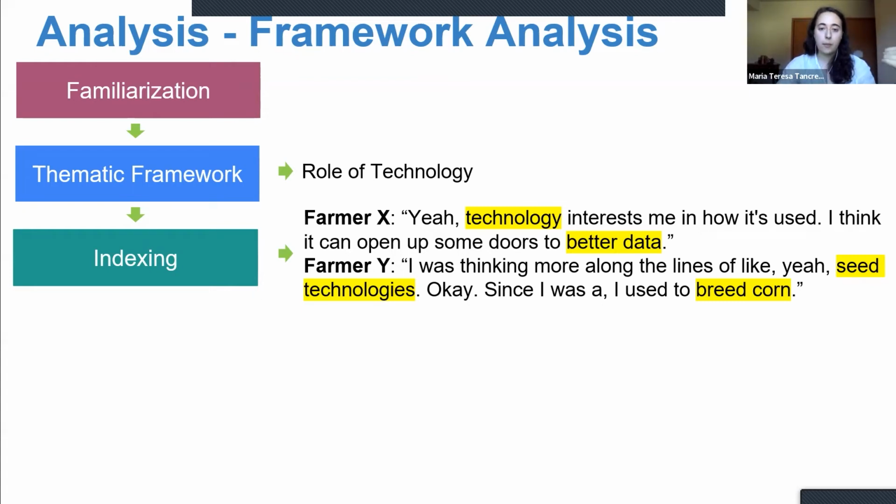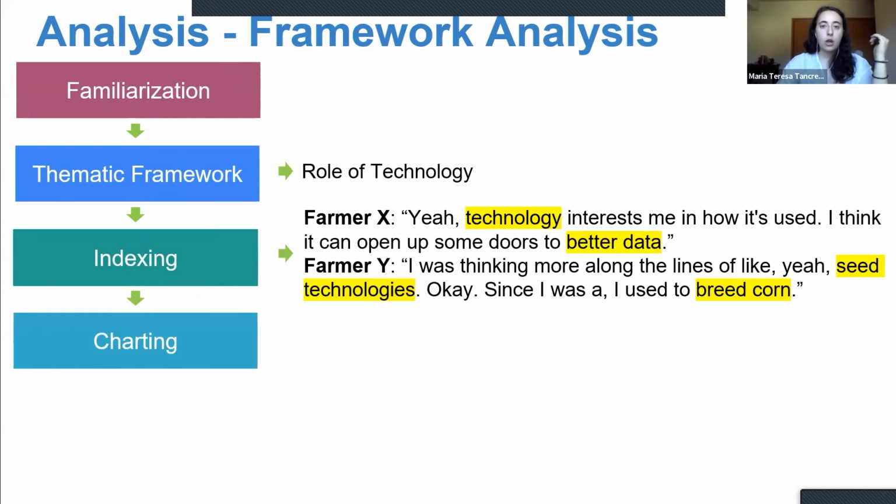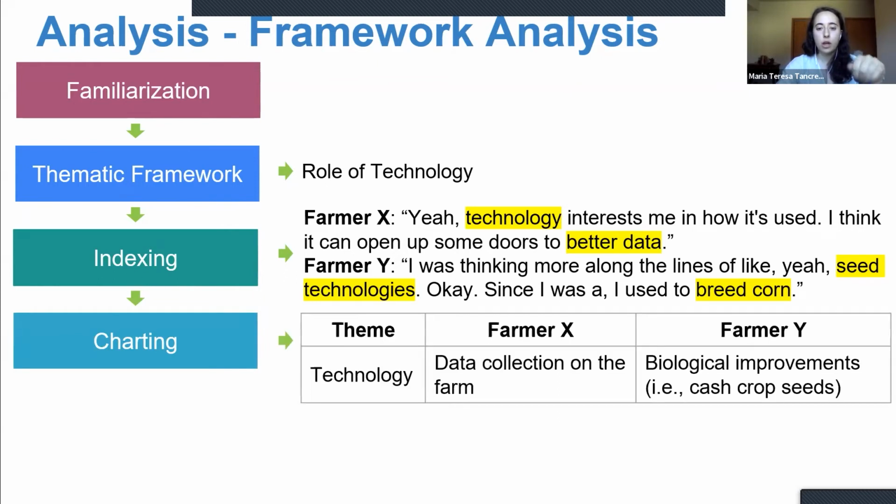And then the next step is called charting. So at this point, the researcher goes back to all of the index extracts of the transcripts and creates a table that basically summarizes all the things that they're learning from the analysis. And so again, if we go back to the example of technology, one thing that we're learning already is that for some farmers, like farmer X, technology refers more to things like data collection on the farm, while for other farmers like farmer Y, technologies might be more linked to biological improvements.